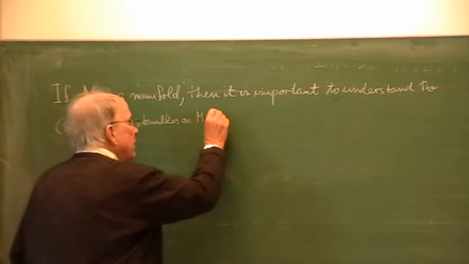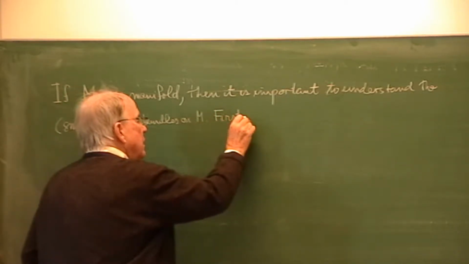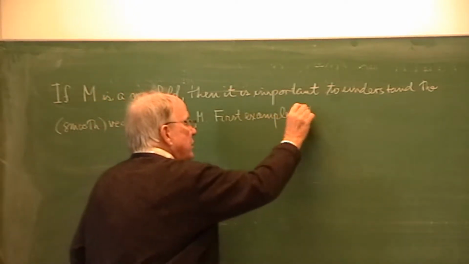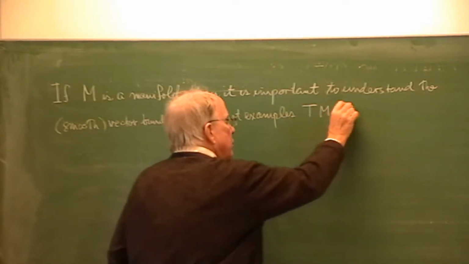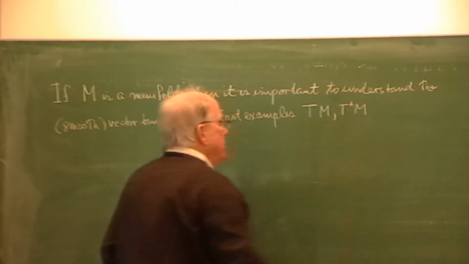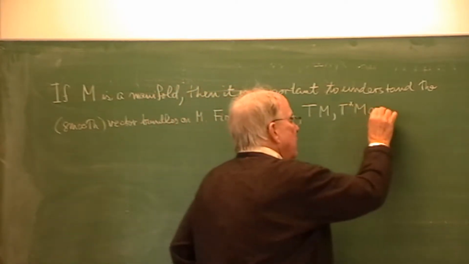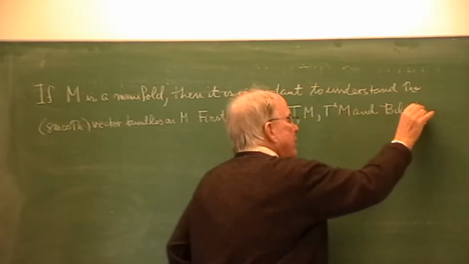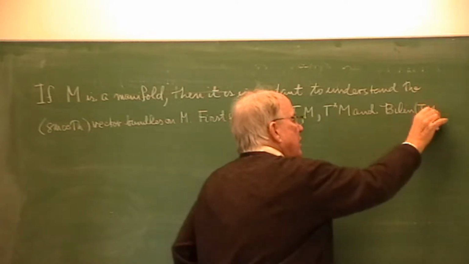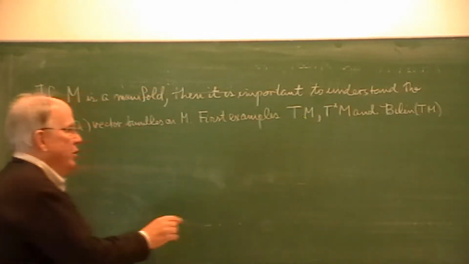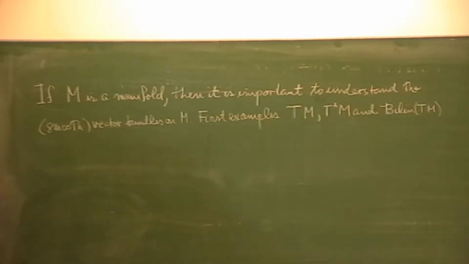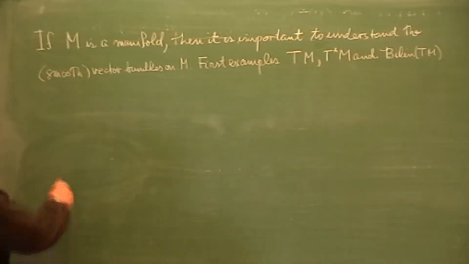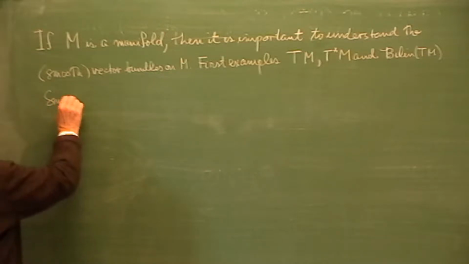The first examples that we've discussed already of course are the tangent bundle and the associated cotangent bundle, and the bundle of bilinear forms I call it Bilin of the tangent bundle. That's a horrible notation, but let's live with it for now. So we have the smooth structure of these bundles.